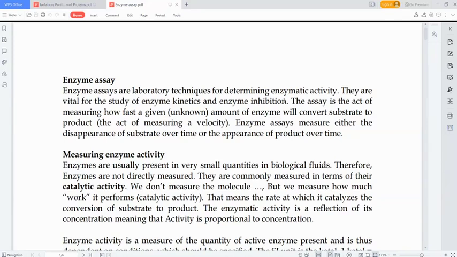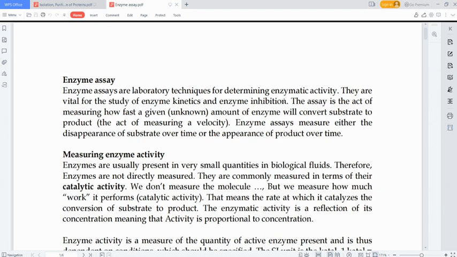Briefly, let's look at enzyme assay. Whenever you hear enzyme assay, we are talking about the laboratory techniques or procedures used to determine the activity of an enzyme. So whatever method you decide to apply in the lab that will enable you to determine the activity of an enzyme, that is, how fast or how slow an enzyme is working, that process is described as an enzyme assay.